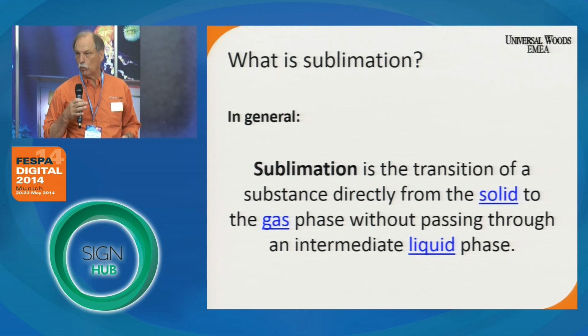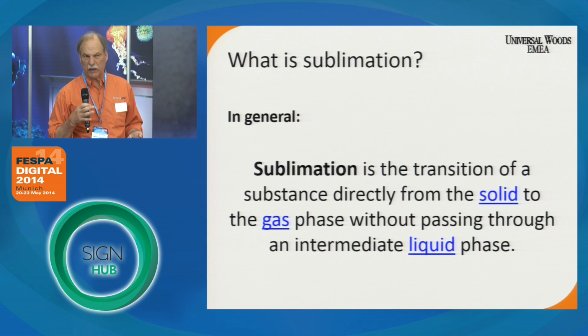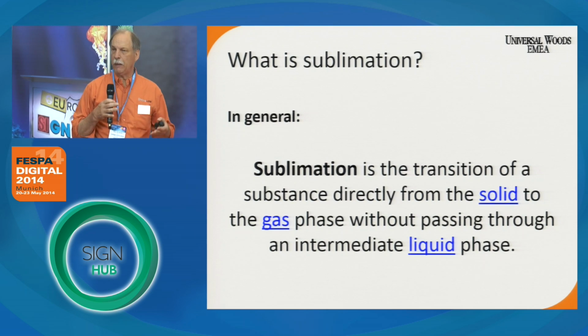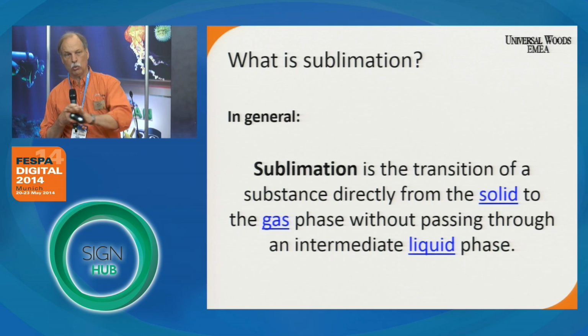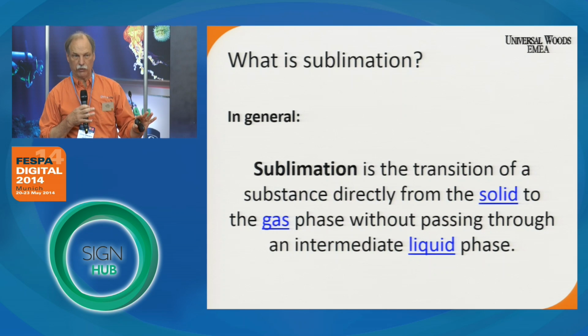Sublimation from a technical perspective, from a chemical perspective, is simply that you go from a solid to a gas without ever going through a liquid phase. That's what it means chemically.